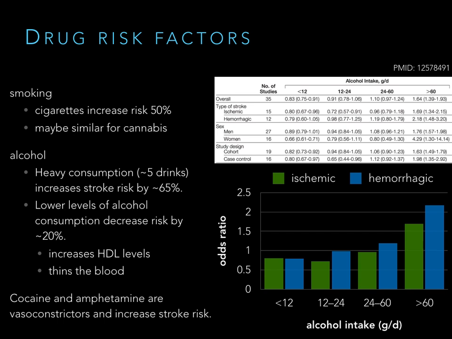Another modifiable set of risk factors would be drug use. Smoking, regardless of what it is, increases stroke risk. The data on tobacco use is fairly clear. Cannabis use is a little more difficult because of the confound of tobacco use. People who smoke cannabis tend to also smoke cigarettes. And so it can be difficult to tease those two apart. Undoubtedly, if you're inhaling any smoke, regardless of what you've lit on fire, that's going to impair cardiovascular function and thus increase stroke risk.